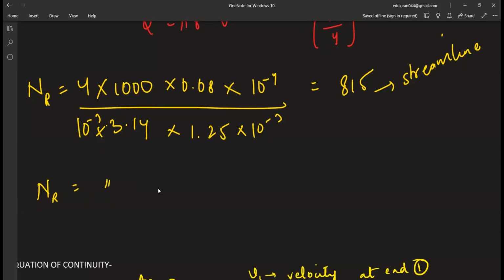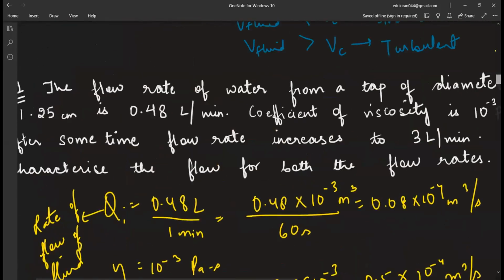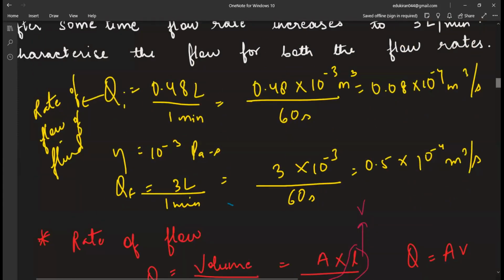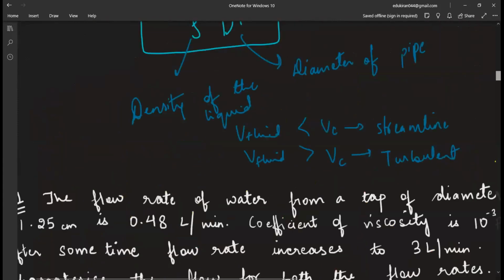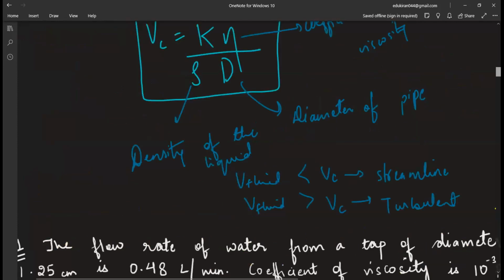Rate of flow is not there in the formula, right? Rate of flow is not there in the Reynolds number formula. Rate of flow is giving you the velocity. Velocity of the fluid we require. That's why rate of flow is not there in the formula.